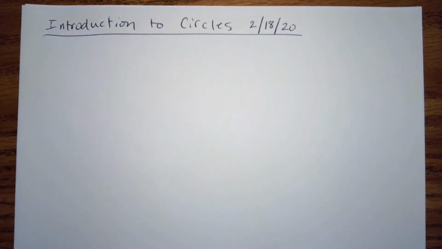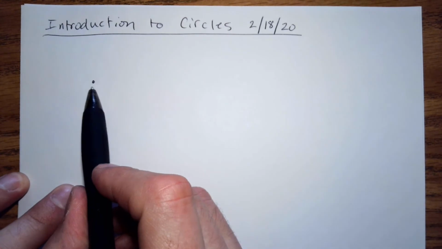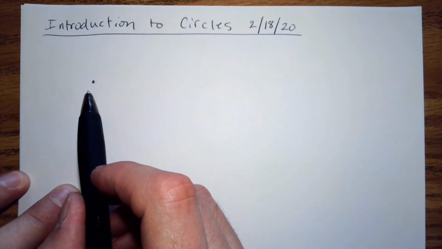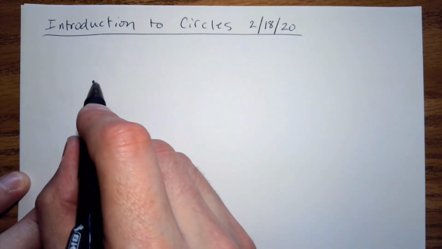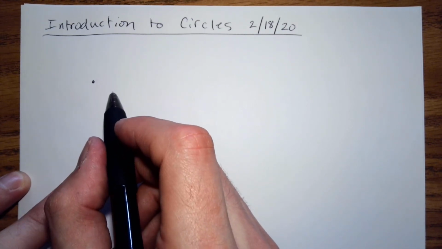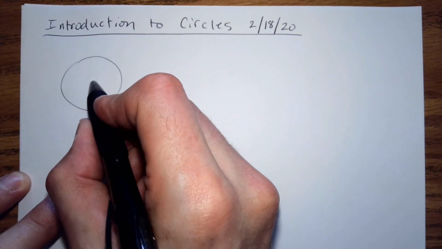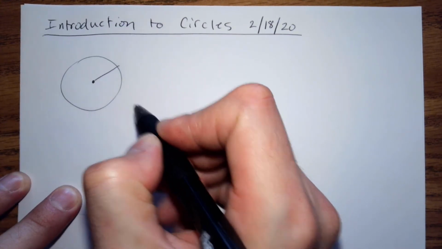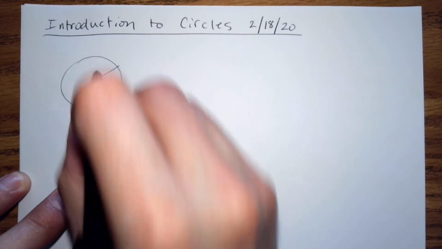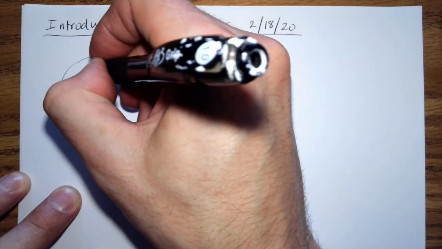So the formal definition of a circle is all the points that are equidistant from some center. You have to specify how far away from the center you want the circle to be, but that's just defining what the radius is. So if we have a circle, the distance from the center to the edge of the circle is the radius, just to review.